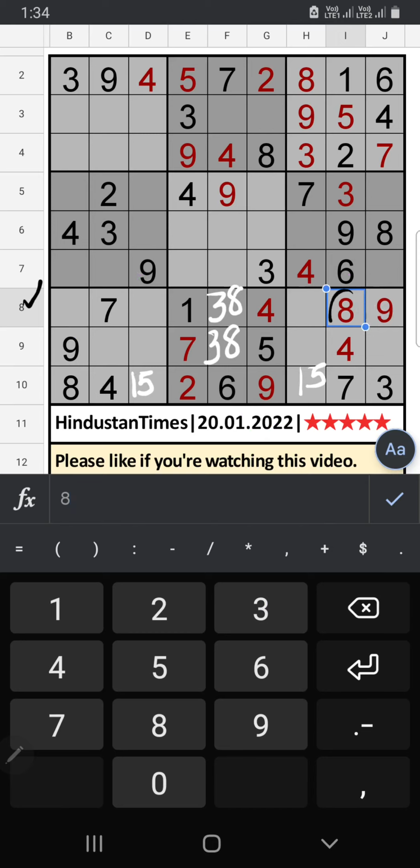Eighth row, we have 8. So 8 is confirmed here, then 3 is here. In this grid, only 2 numbers are remaining, 1 and 6. Column F, we have 6. So 6 got confirmed in this cell. 6 is confirmed here, then 1 is here.